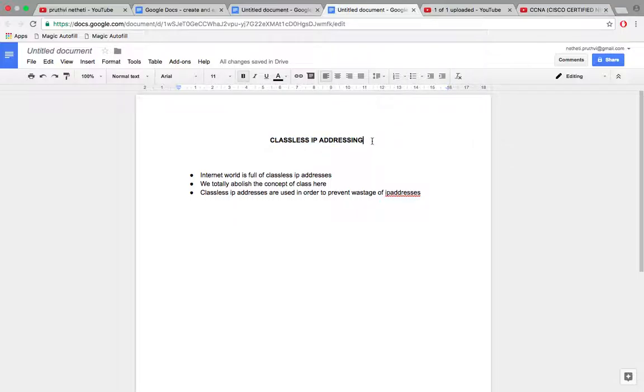So let's start with classless IP addressing. Basically, IP addressing can be classified into two types. One is called classful IP addressing and the other is called classless IP addressing. The internet world is completely oriented with classless IP addressing. In the internet world, in the routing world, we don't use classes. Why are we not using classes? I'll tell you, very simple.